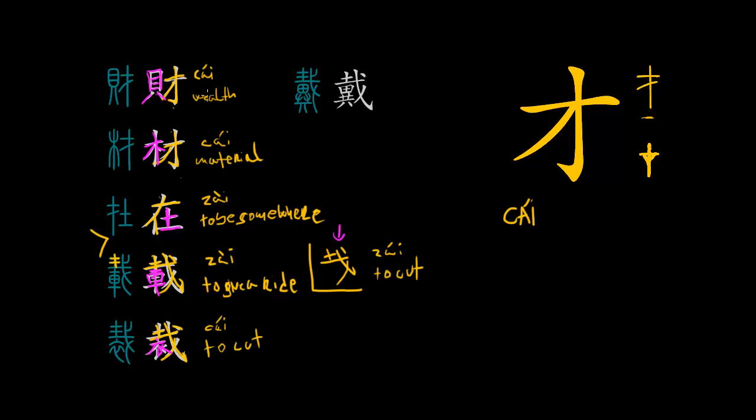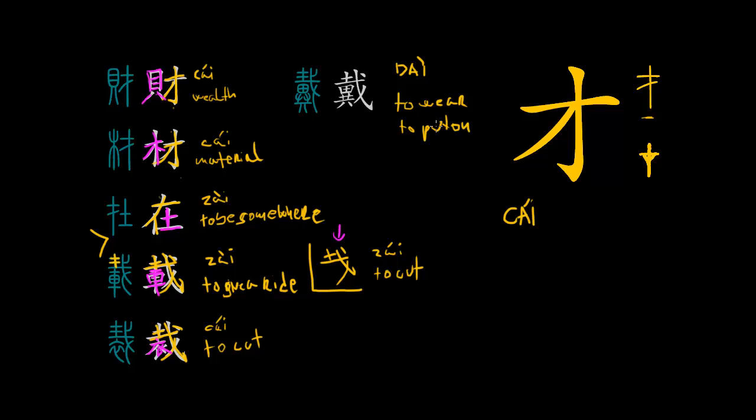And the last character in this series is pronounced dai. Dai in the fourth tone, and it means to wear something or to put on something. To wear, like clothes, to wear, to put on.